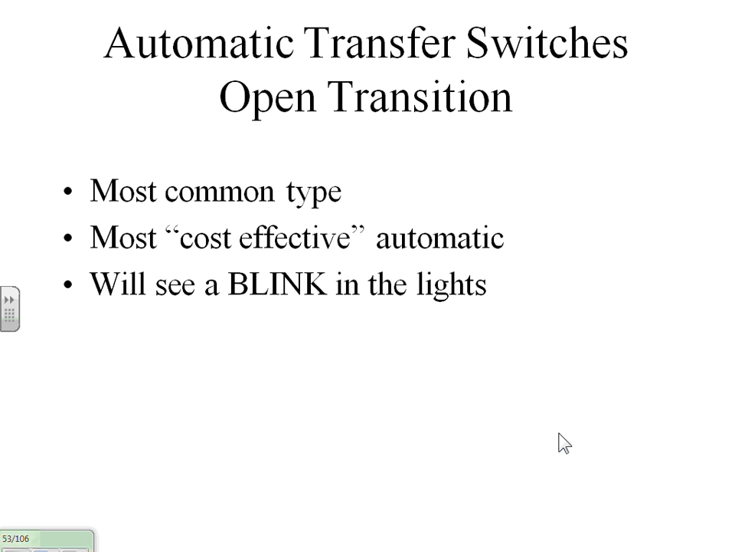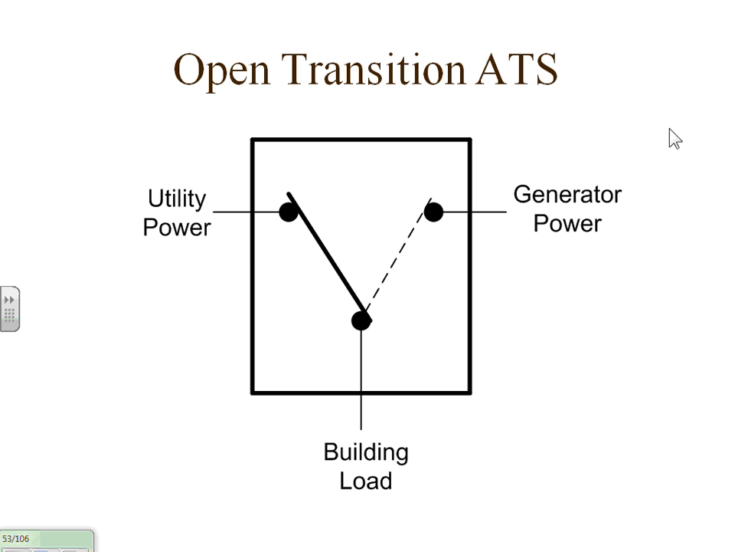to get to it. So an open transition means you're going to be in open circuit for just a little bit. And it's only about 100 milliseconds these days for most transfer switch manufacturers. But when it leaves the generator and goes back to the utility, it's going to be a little blink in the lights. It's kind of a negative for some loads. And here's what it looks like.